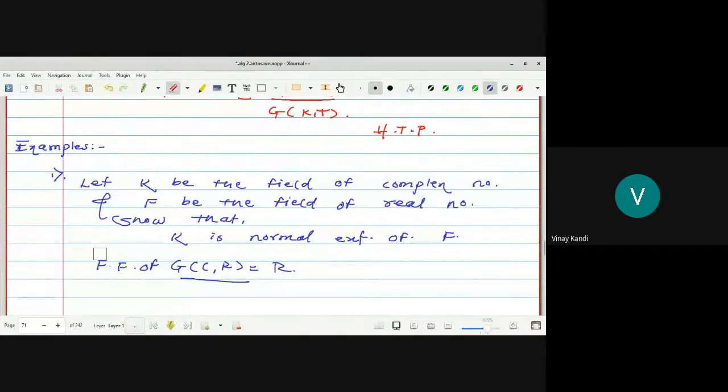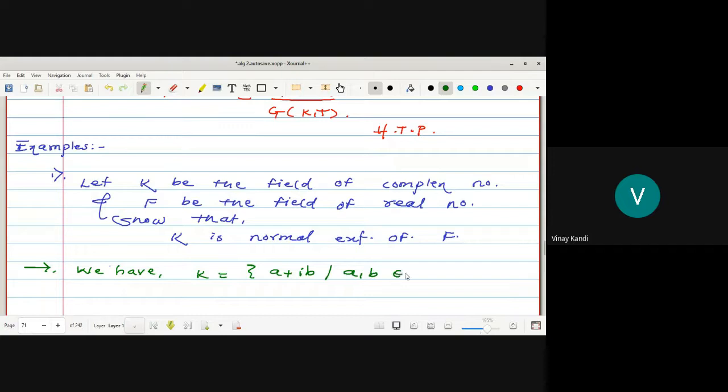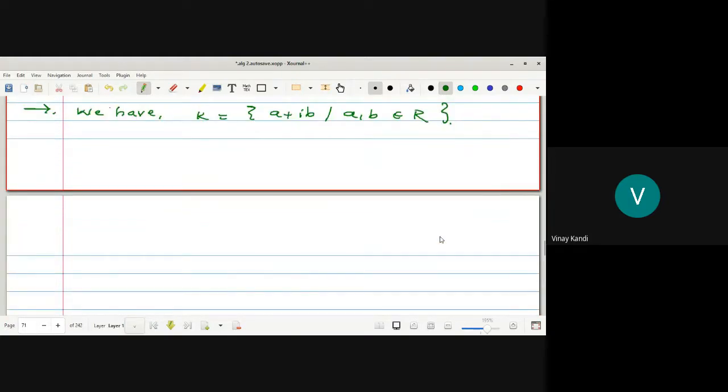Proof. We have capital K is equal to the set of complex numbers a plus ib, where a and b belong to capital R. Okay. Now K is an extension of F. That is, the set of complex numbers is an extension of F.